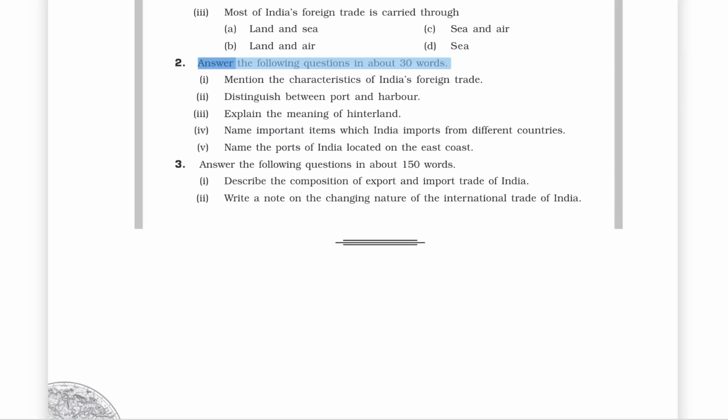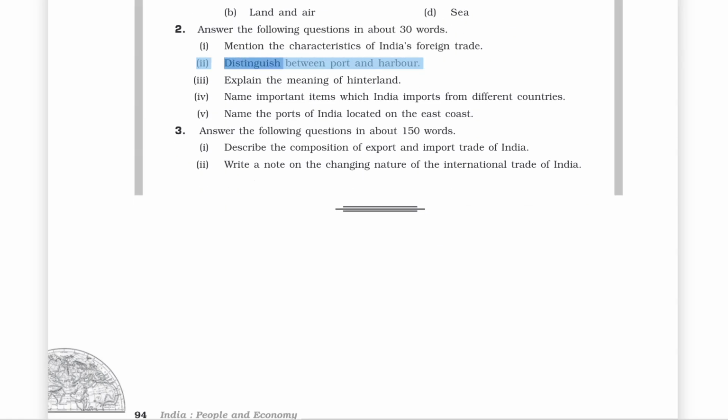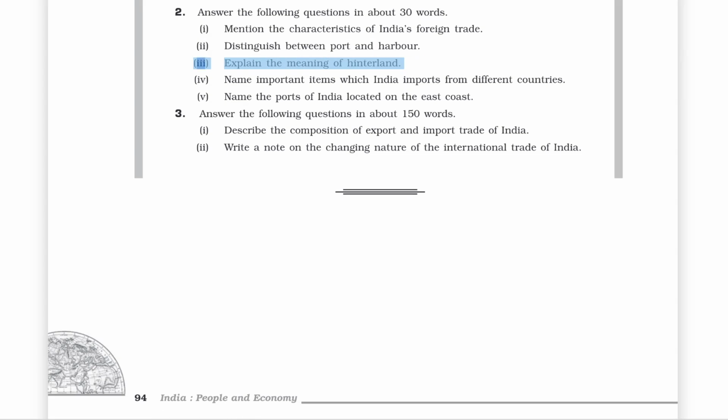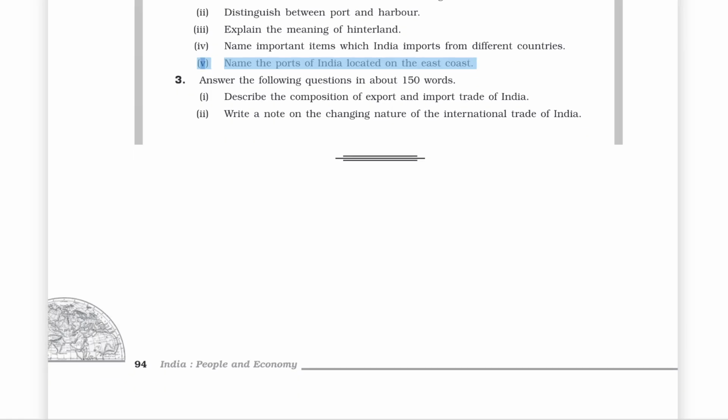2. Answer the following questions in about 30 words. I. Mention the characteristics of India's foreign trade. 2. Distinguish between port and harbor. 3. Explain the meaning of hinterland. 4. Name important items which India imports from different countries. 5. Name the ports of India located on the east coast.